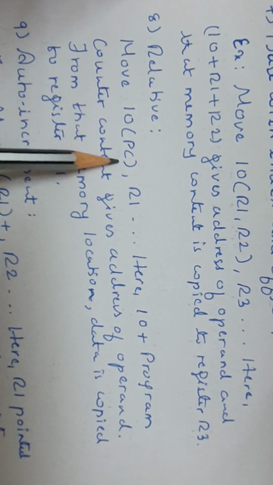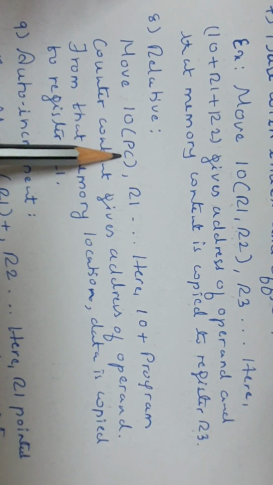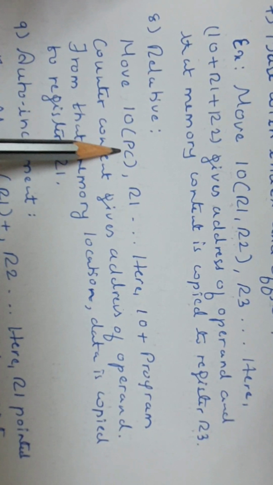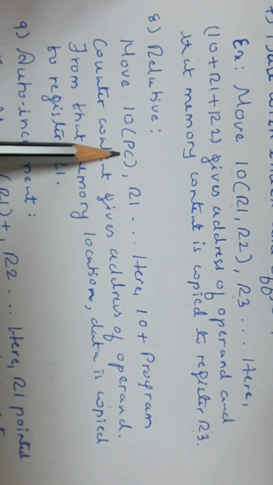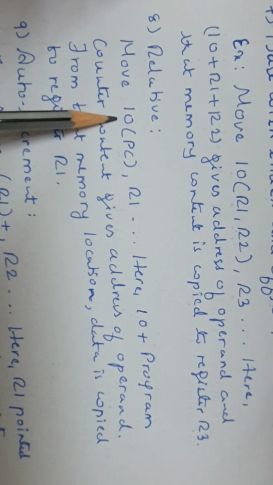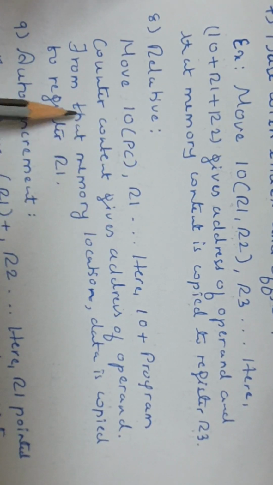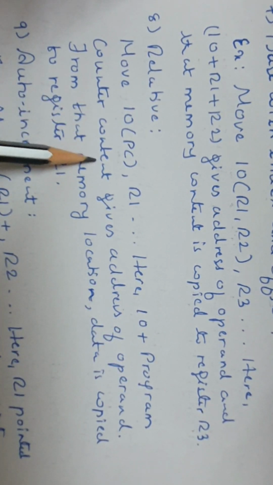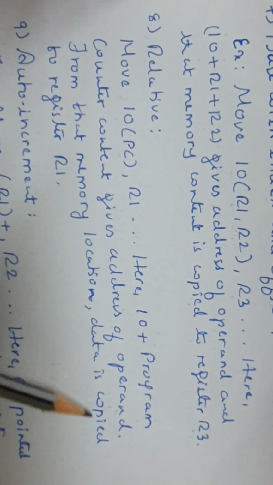Next, eighth one, relative addressing mode. Example, move 10 in bracket PC, R1. PC means program counter. It always stores the address of next instruction. So if it is storing 5000, so 5000 plus 10 is done. So 5010, from that memory location, whatever content is there, that is copied into R1. Here 10 plus program counter content gives the address of operand. From that memory location, data is copied to register R1.